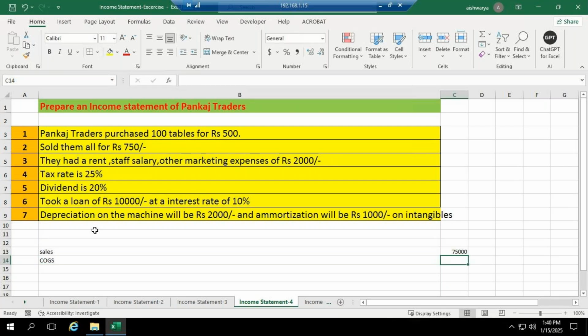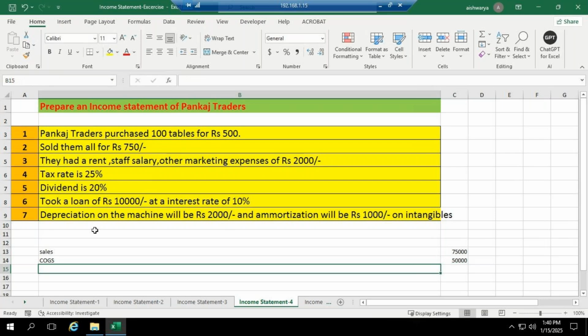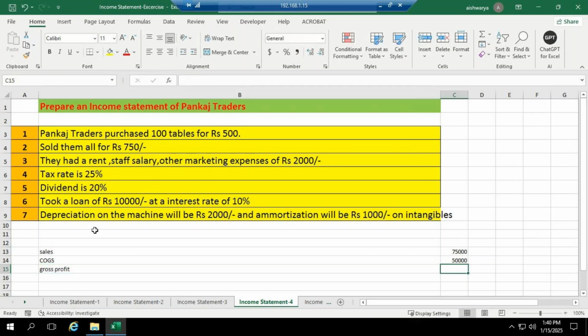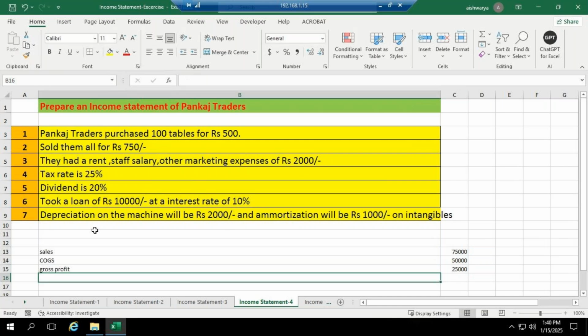So here we purchased 100 tables at rupees 500, so that means it is equal to 500 into 100. Okay, so that is the cost of goods sold. Then you will be getting the gross profit. Gross profit is calculated as 75,000 minus 50,000. Okay, 25,000 is the gross profit.